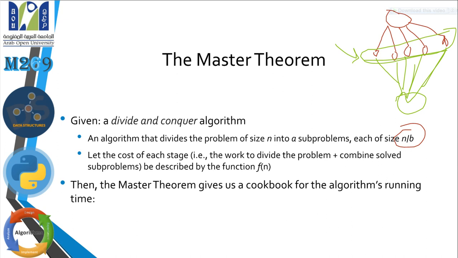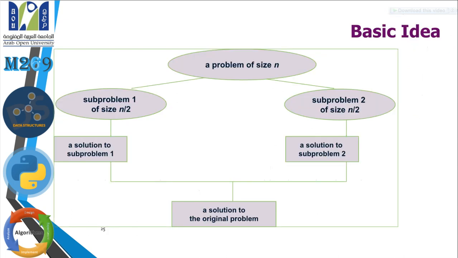So the role of the master theorem is exactly to determine what is the time needed by the algorithm to solve the problem. And that is based on this simple equation. This is the diagram I just drew: we have two subproblems, find solutions, combine.